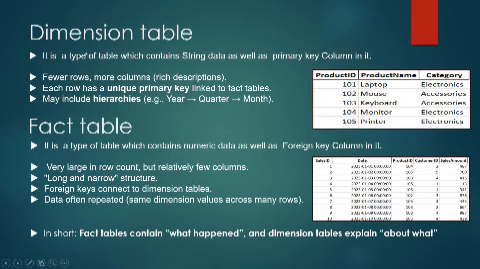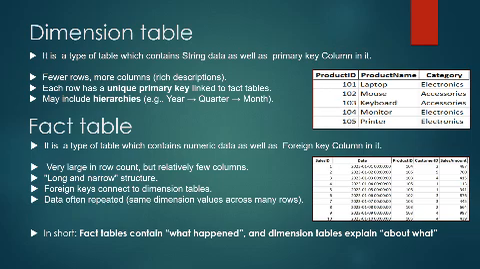It is a type of table which contains string data as well as a primary key column in it. So this is the dimension table. For example, most of the data is of string data type only. The string is nothing but text type. And also it has a primary key column. So how can we find out whether it is a fact table or a dimension table?